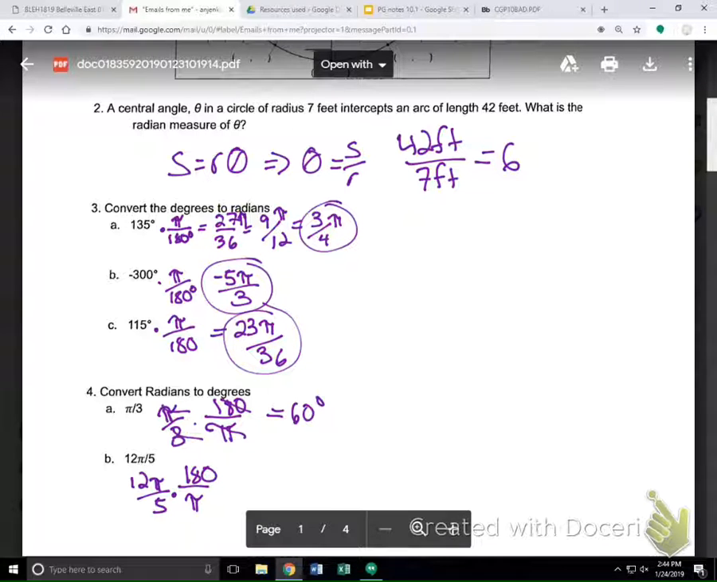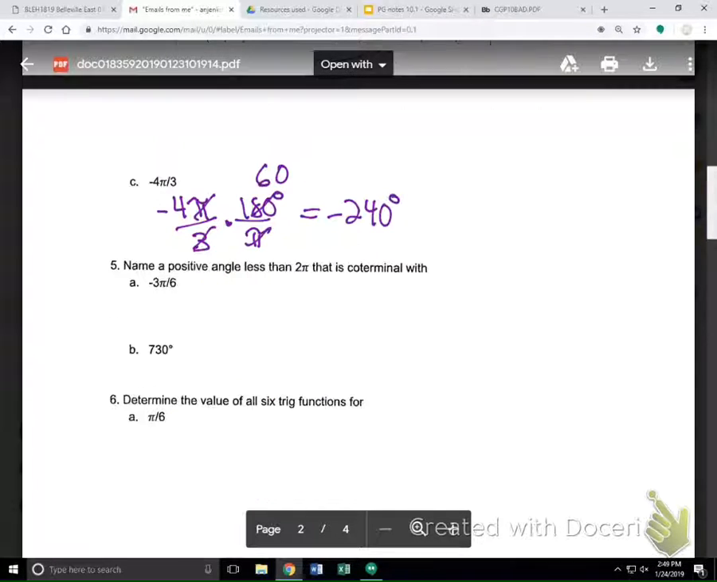Okay, so here we're canceling our pi's. 5 goes into 180 how many times? 36 times 12. What is it, Giselle? 432 is the correct answer. Nice job.